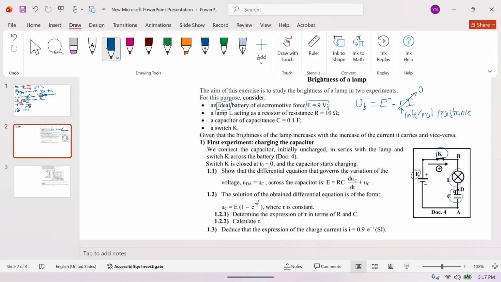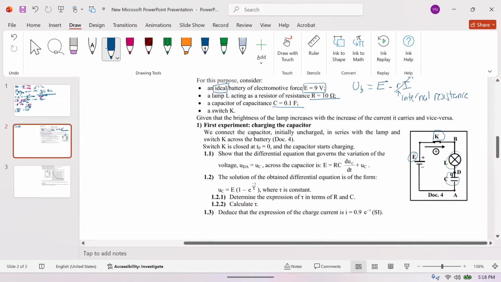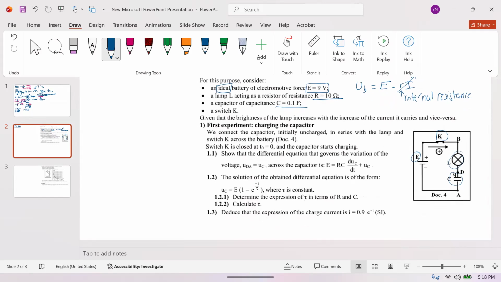Now, a lamp L acting as a resistor of resistance R. So the lamp here is a resistor. A capacitor of capacitance C. Now, the first experiment, we're charging the capacitor. So it was initially uncharged. You'll see at the beginning of the experiment, when the time was 0, it was 0 volts. It wasn't charged. Now, in series with the lamp and switch K across the battery. Switch K is closed, so now we have a current.